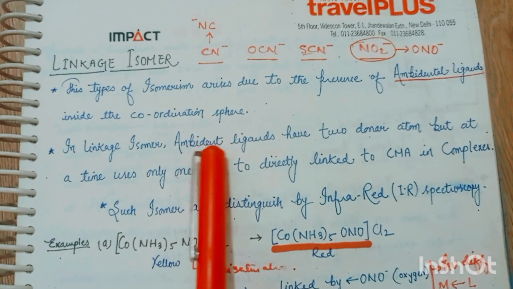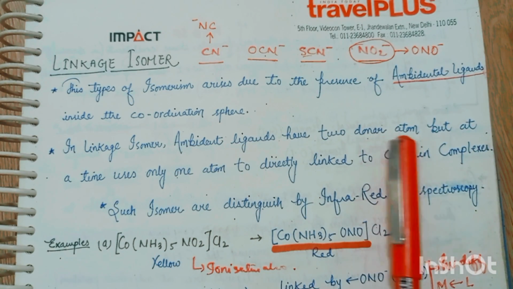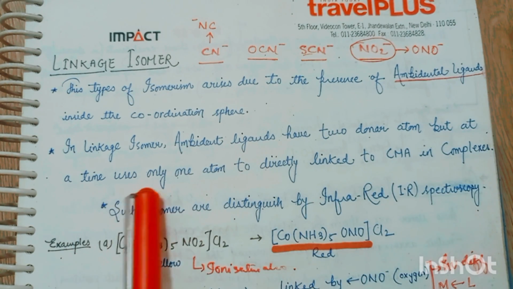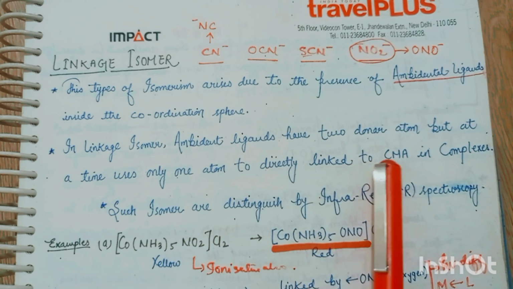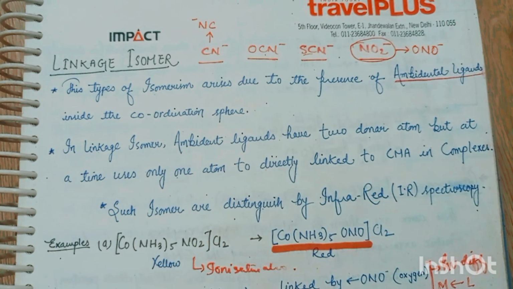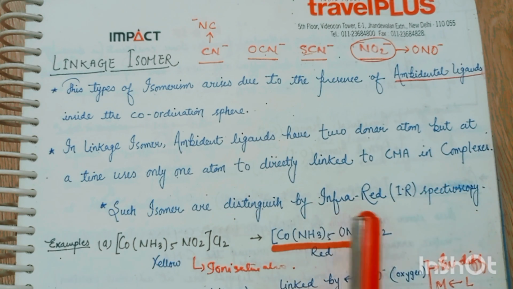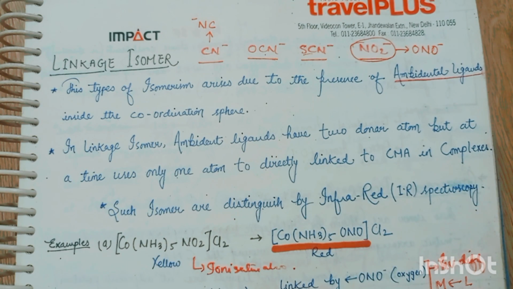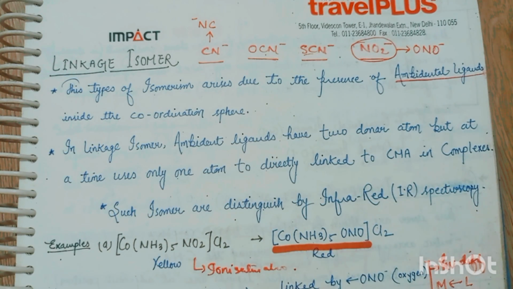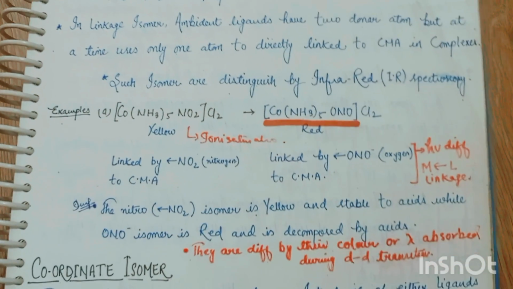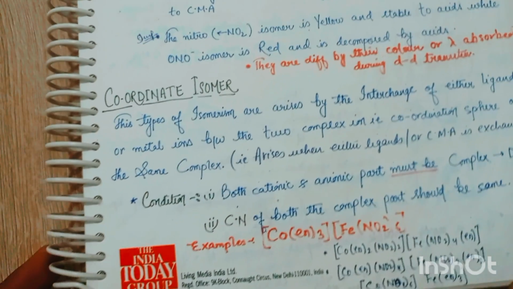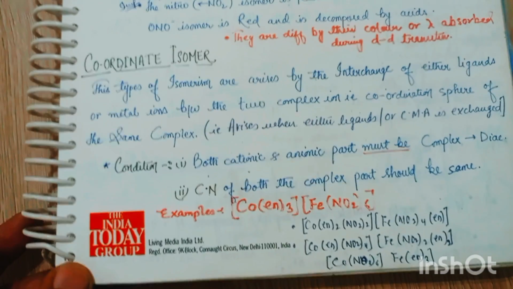In linkage isomer, the ambidentate ligand has two donor atoms, but at a time uses only one atom to directly link to the central metal atom in the complex, as I already said to you. Okay, such isomers can be distinguished by IR spectroscopy or infrared spectroscopy. It is not very important for class 12, but you can remember it if you are preparing for the competitive examination. Okay, now coming to the topic of coordinate isomers.